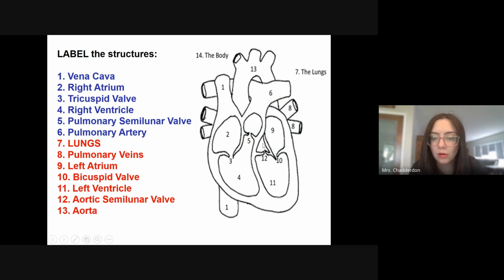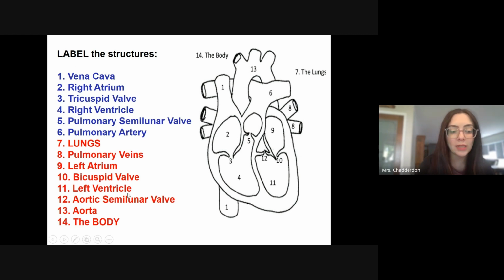Then we go to, this is going to pump behind here to number 13. This is the aorta. Okay. Aorta is going to pump blood to the entire body, right? To all of the cells of the body. And you can see it's written in red, so that means it has more oxygen. It's going to bring oxygen to your cells.